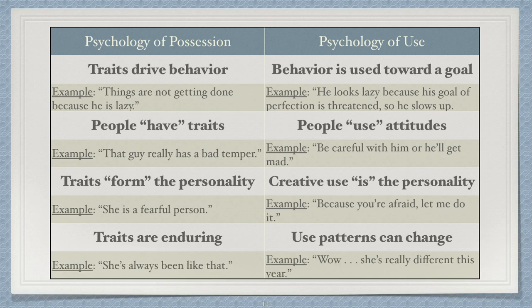For example, she's always been like that. Common phrase regarding the psychology of possession. Psychology of use, wow, she's really different this year, which means that she has adopted different behaviors, perhaps changed goals, and now is behaving differently and looks very different.